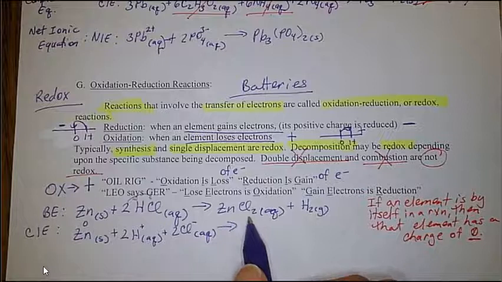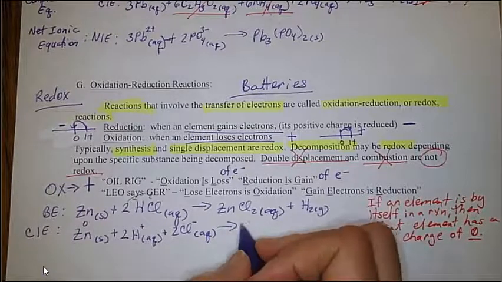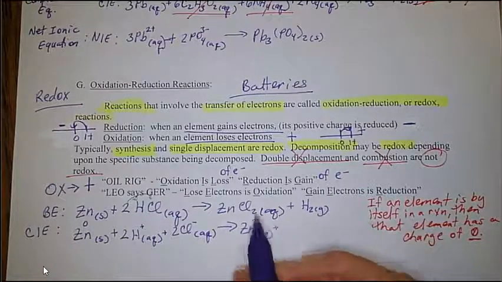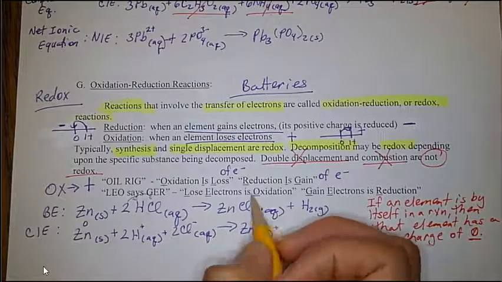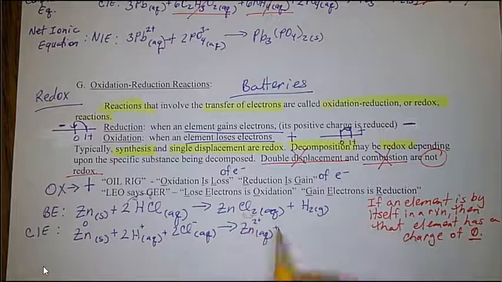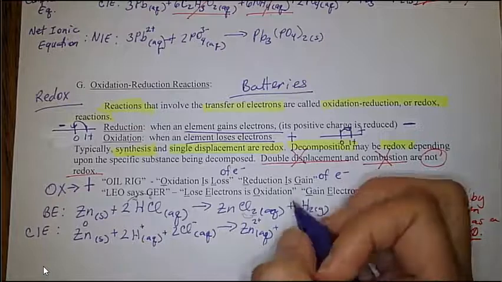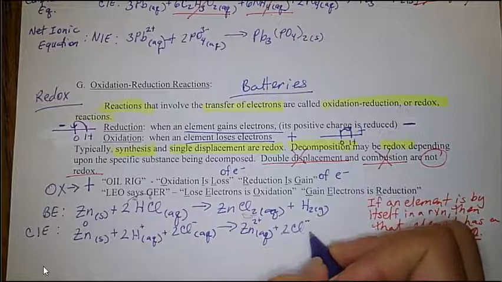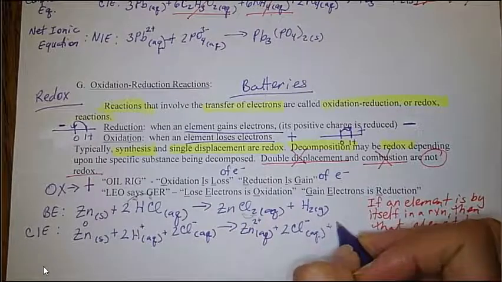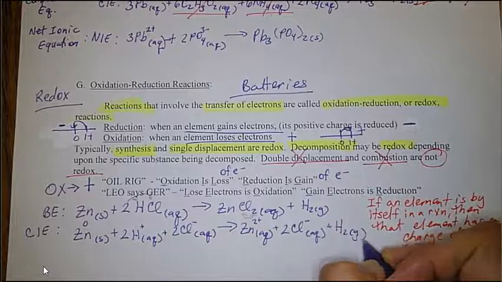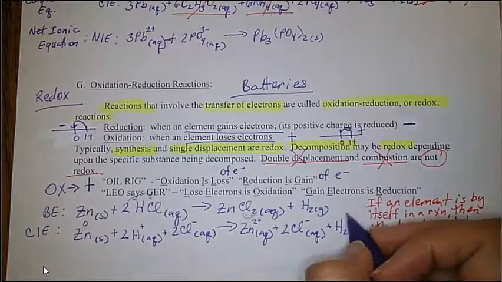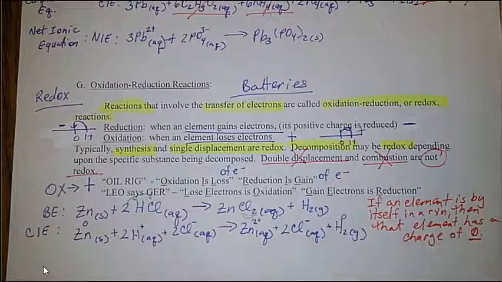Produces zinc chloride. Remember, zinc has a 2+ charge, and it's aqueous. In this case, look at this chlorine right here. There are 2 chlorine ions, so don't forget to put that 2 in front. 2 chlorine, each one has a -1 charge, and it is aqueous. Plus H2 gas. And if an element is by itself in a reaction, then that element has a charge of 0, so this hydrogen will have a charge of 0.